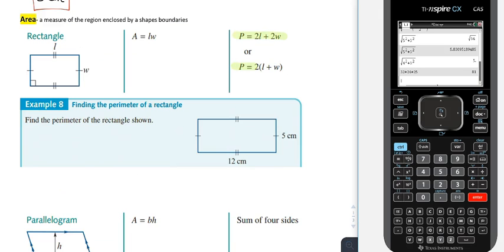Area. Area is the measure of the region enclosed by the shape's boundaries. So you can have simple shapes like a rectangle, and you're looking for the area, which is this region inside. There's some formulas for it. So perimeter, the formulas for a rectangle, the perimeter is 2L plus 2W, or 2 times L plus W. Both of those will work. And the area formula is length times width.